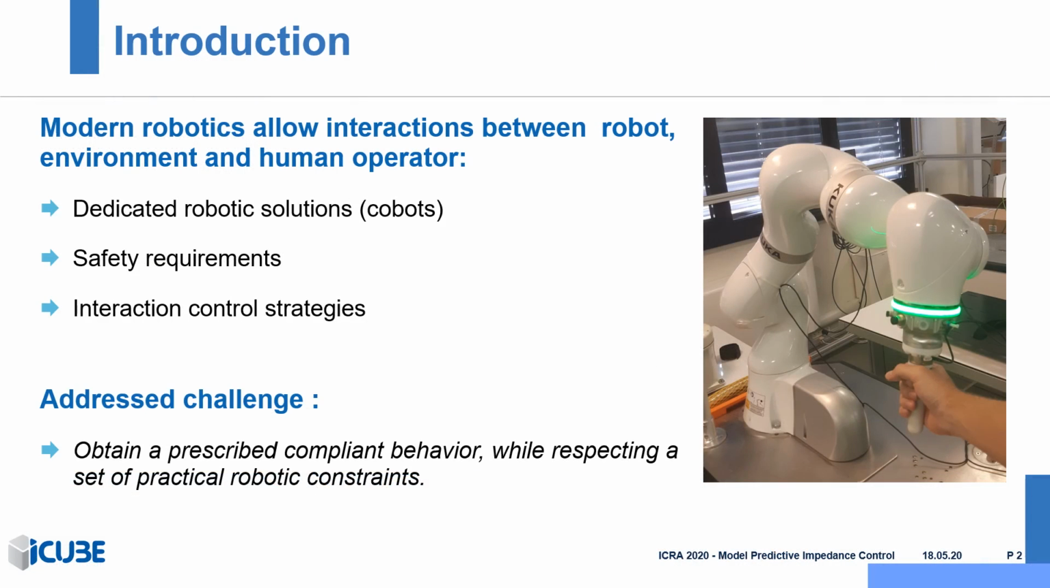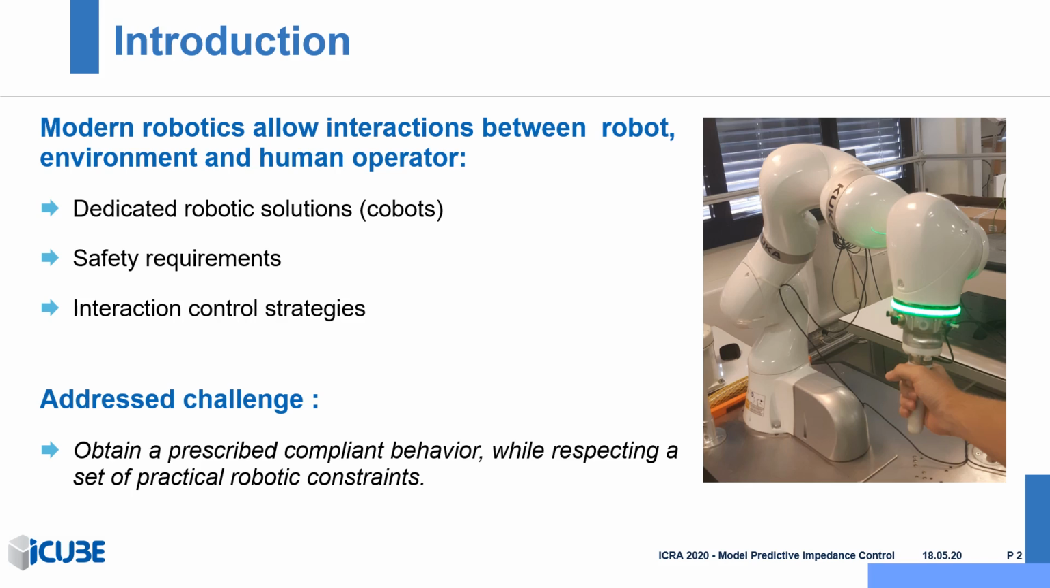Contrary to traditional robotics, where all unexpected interactions are prohibited, in modern robotics, interactions between the robot, their environment, and human operators are not only allowed but also desired. Dealing with interactions opened many research areas leading to the development of dedicated robotic solutions such as collaborative robots or cobots, but also specification of safety requirements and a high interest in interaction control strategies.